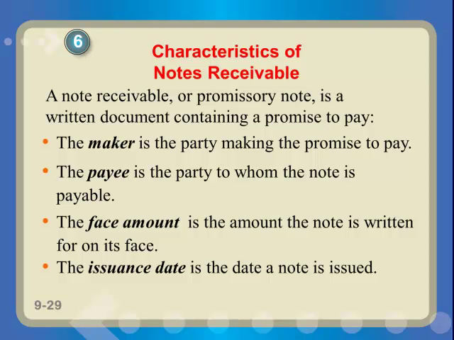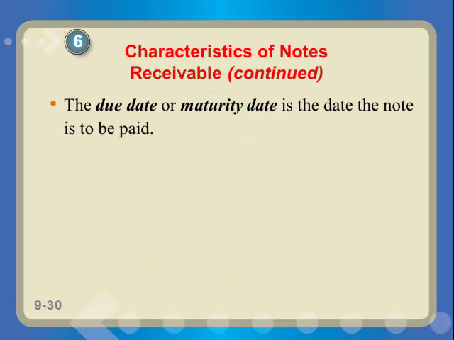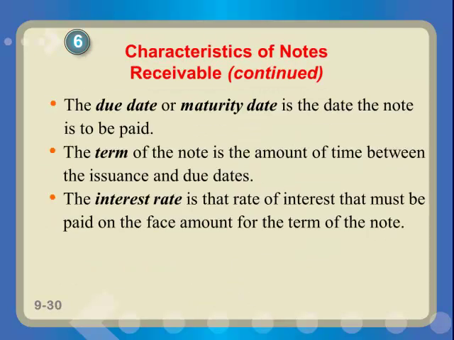The issuance date is the date of issuance. The due date is the date the note is to be paid. A maturity date, it could be called that as well. In the example I just said, it'd be once a month, so maybe like the 15th of every month or the 1st of every month for the next 20 months. The term of the note is the amount of time between the issuance and the due dates, and the interest rate is the rate of interest.